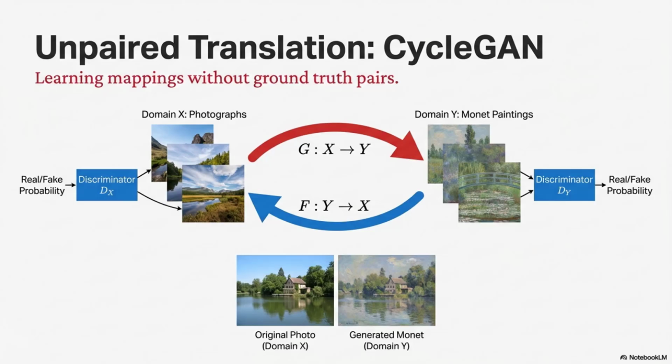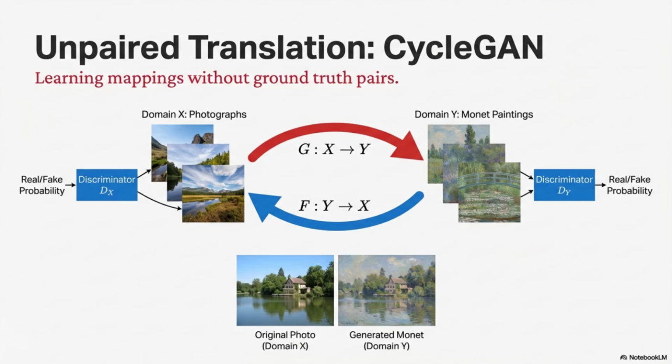The whole point of CycleGAN is what we call unpaired image-to-image translation. Let's say you have a folder full of photos, we'll call that domain X, and another folder full of Monet paintings, domain Y. No direct pairs between them. CycleGAN learns two generators at once, one that tries to turn photos into paintings, and another that tries to turn paintings back into photos. And of course, each one has its own discriminator checking its work.